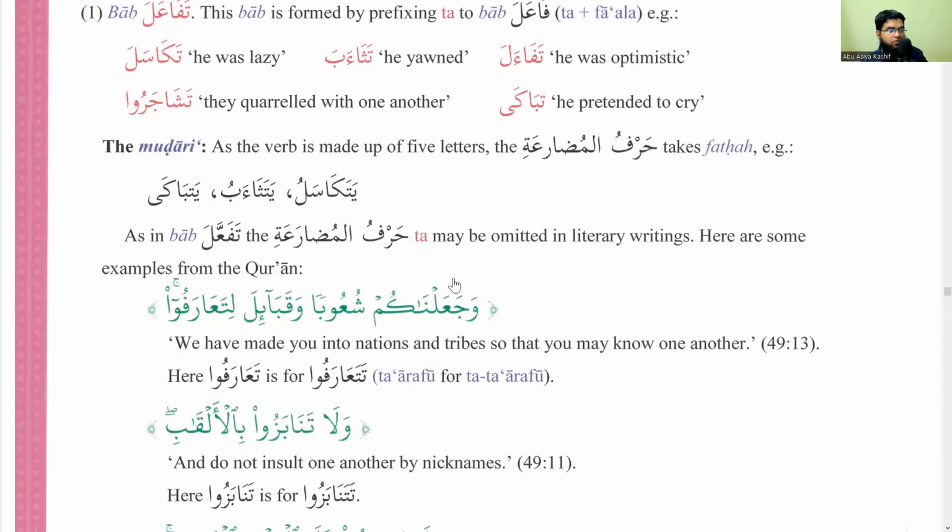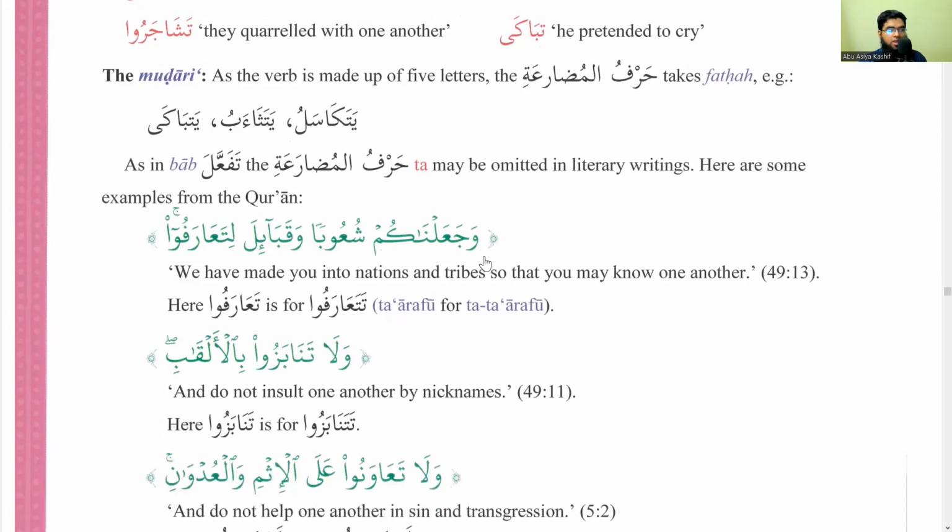To hear some examples from the Quran, like we learned tanazzalul malaikatu war ruh. It was actually tatanazzalu. The 2 ta should come. One ta is form 5 ta, and the other ta is the feminine ta. Similarly, here we can delete it just for easier reading. If the meaning is understood and there's no confusion, we can delete it.